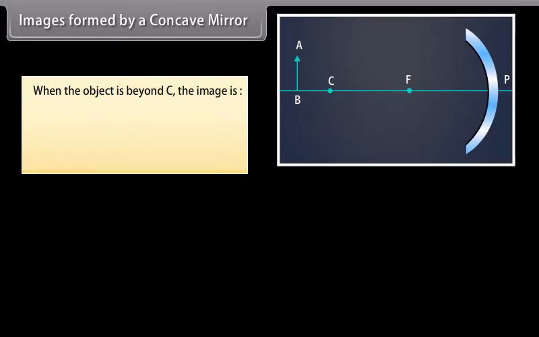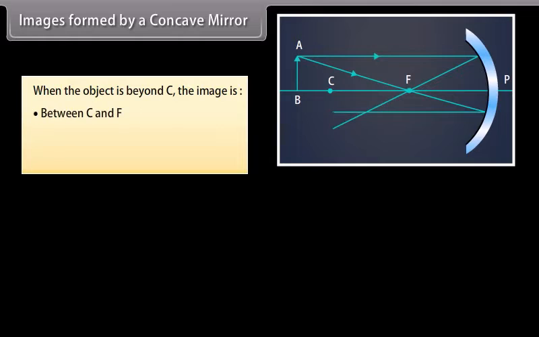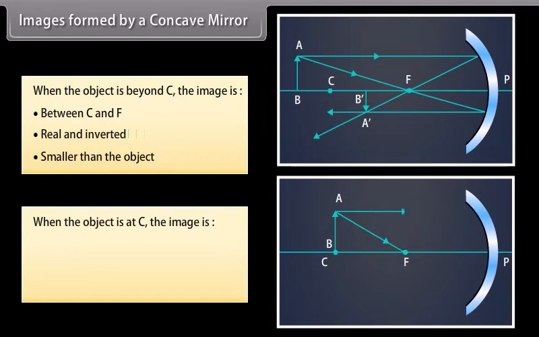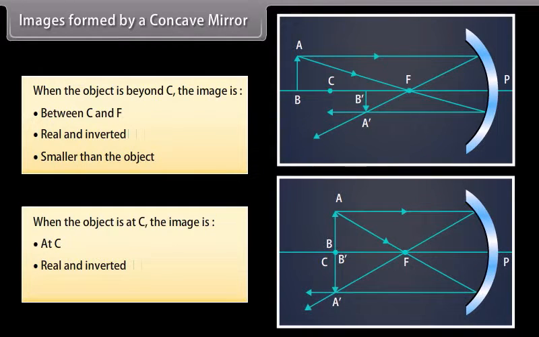Images formed by a concave mirror. When the object is beyond C, the image is A. between C and F, B. real and inverted, C. smaller than the object. When the object is at C, the image is A. at C, B. real and inverted, C. same in height as the object.